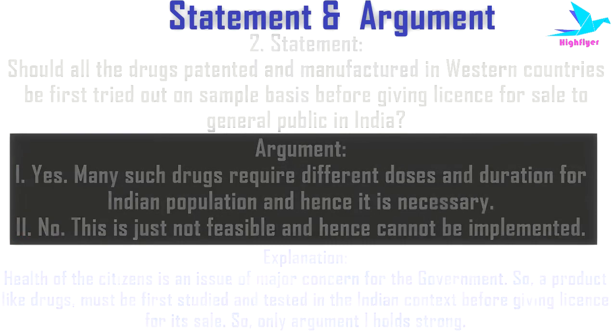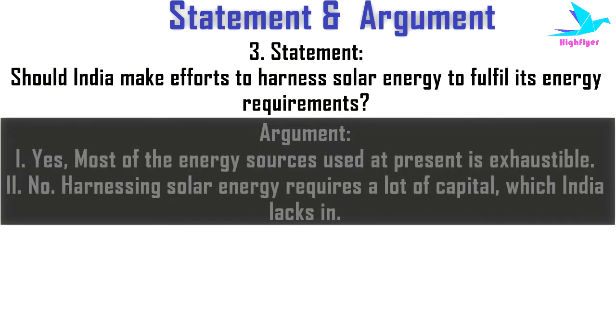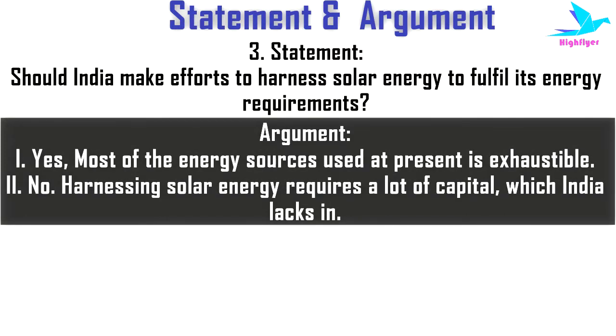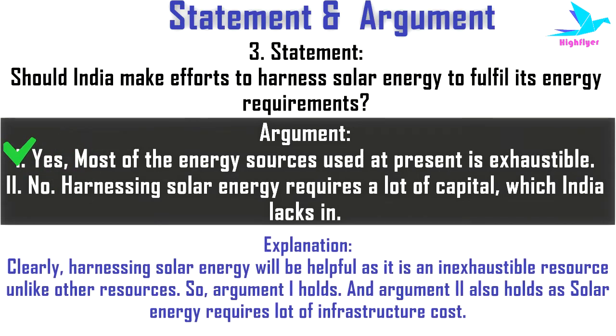Next example. Here the statement is, should India make efforts to harness solar energy to fulfill its energy requirements? The first argument is, yes, most of the energy sources used at present are exhaustible. Now this argument is logically reasoning with a sensible reason of why it should be done. Then let's see argument 2.